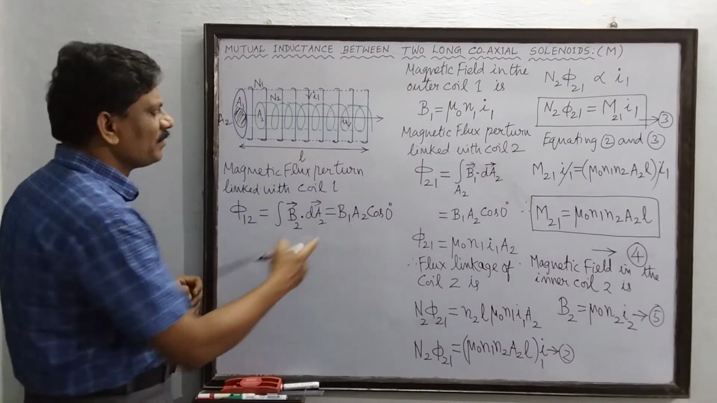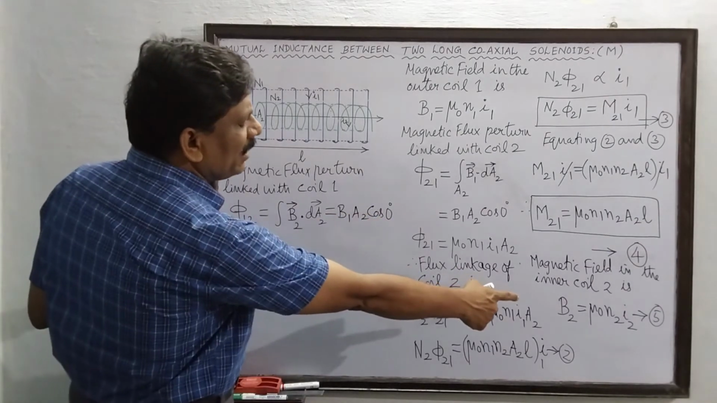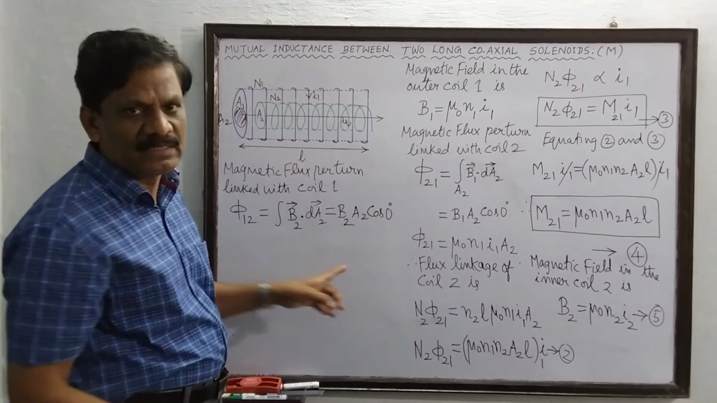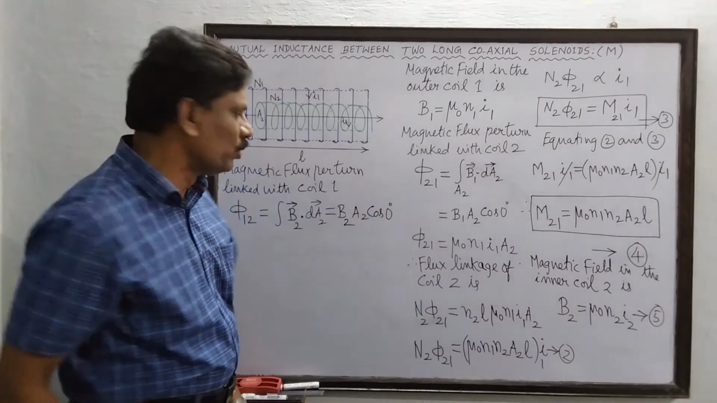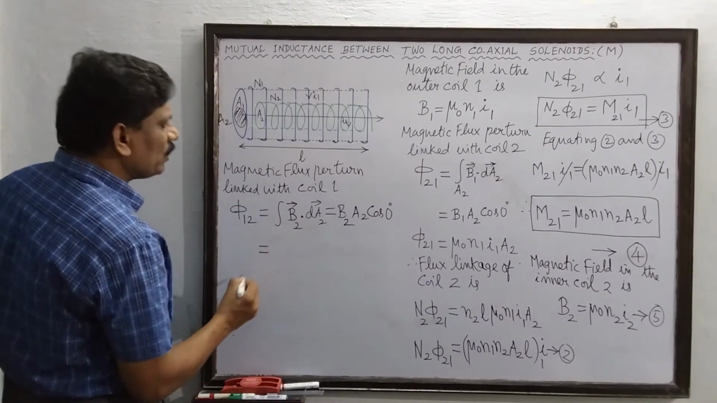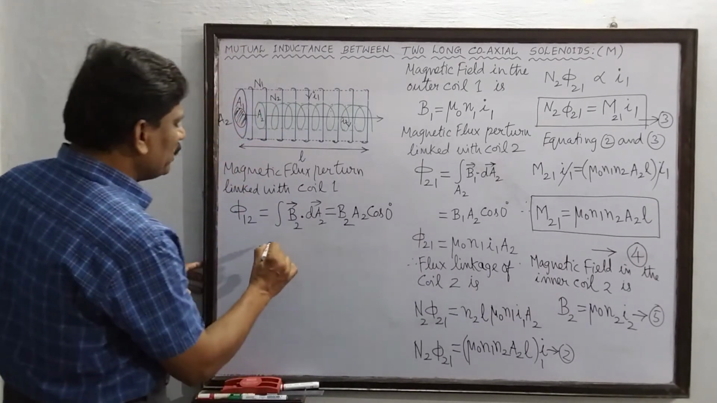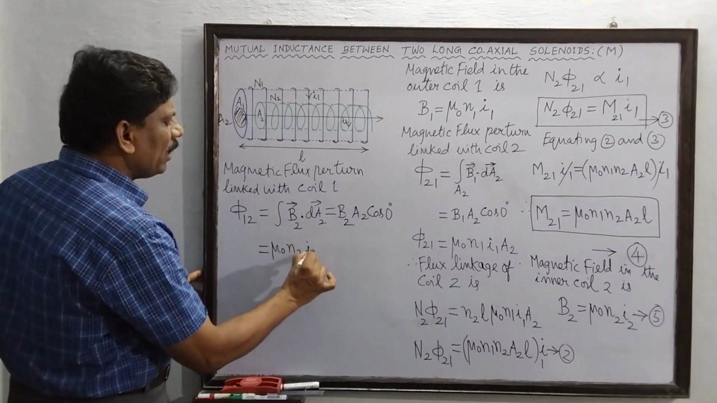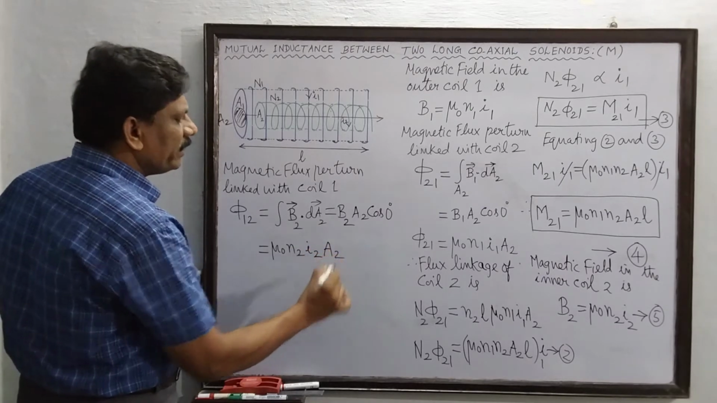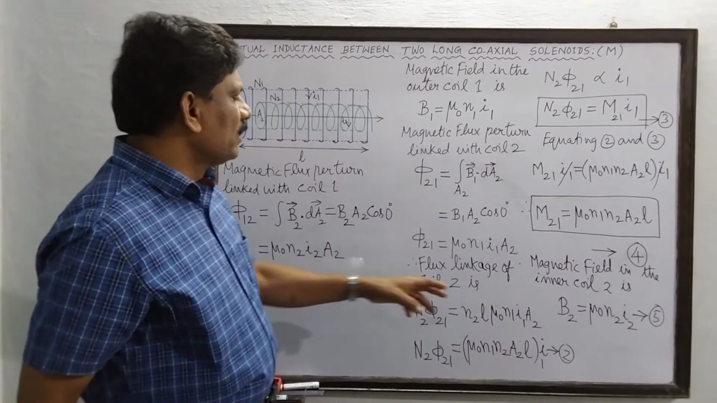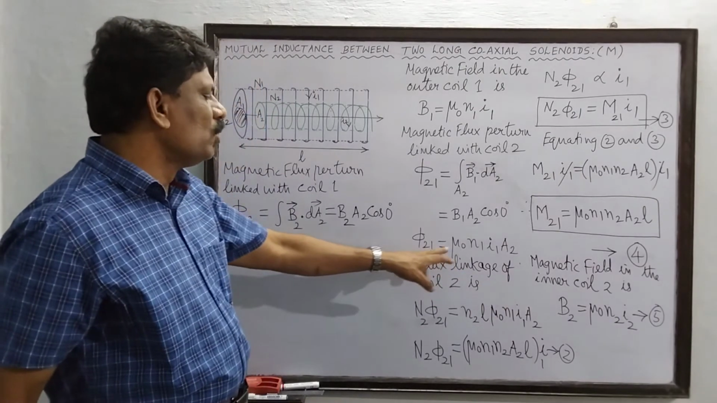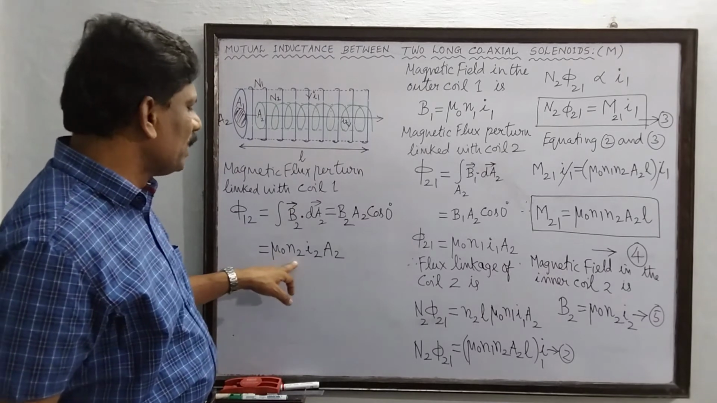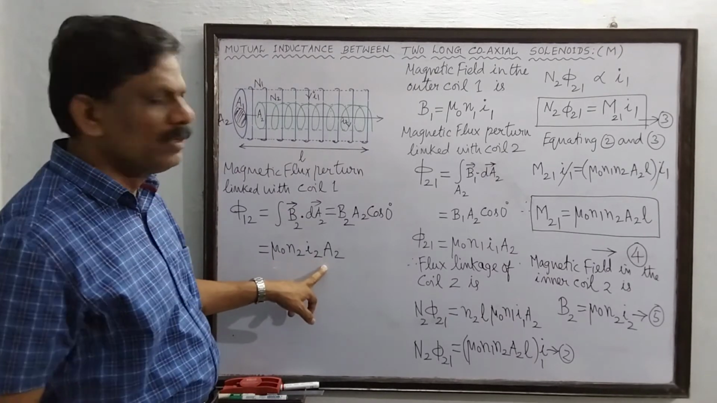Okay, so I am going to substitute the terms now. So what is B2 for us? I am sorry, here it should be B2. B2 into A2 into cos 0. Instead of B2, I am going to substitute mu naught N2 I2. So this is mu naught N2 into I2 into area A2. So we have got the comparative equation here. Phi 21 is mu naught N1 I1 A2. Here phi 12 is equal to mu naught N2 I2 into A2.